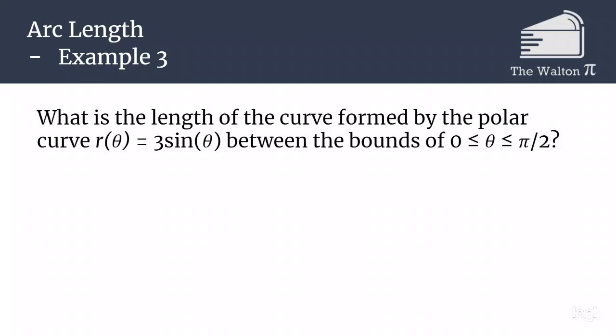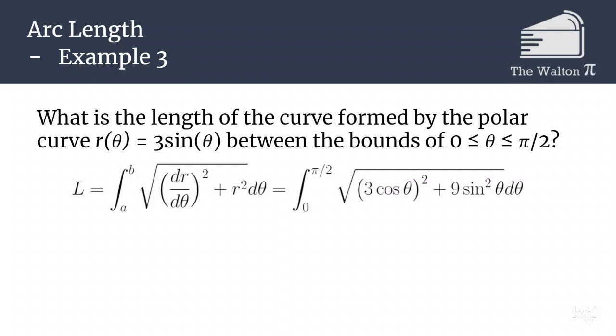So, what is the length of the curve formed by the polar curve r of theta equals 3 sine theta between the bounds of 0 and pi halves? Well, the arc length is the integral from a to b of the square root of dr d theta squared plus r squared times d theta. So that's the integral from 0 to pi halves of the square root of (3 cosine theta) squared plus 9 sine squared theta d theta.